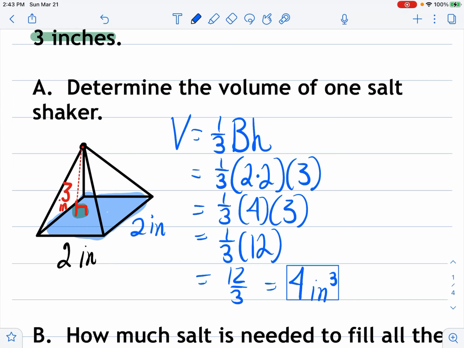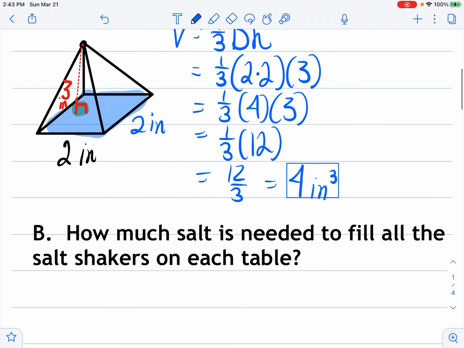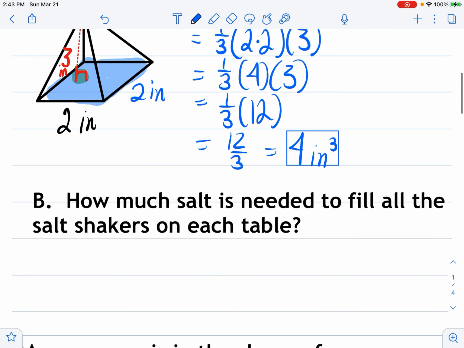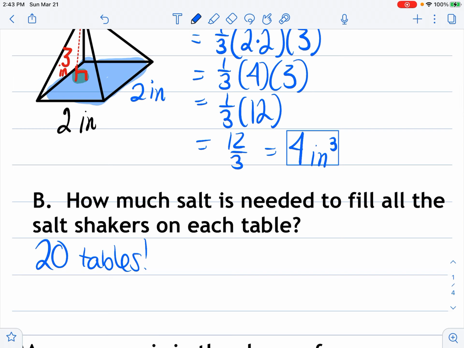Now, we need to find out how much salt we need. In part B here, we need to find out how much salt is needed to fill all the salt shakers on each table. Now, the restaurant had 20 tables. Okay, so all we have to do here is take my volume of one pyramid shaker, which is 4, multiply it by all the tables in the restaurant, which is 20, and I get a total volume of salt of 80 cubic inches. And that's the final answer to my problem. And that's how we do problem 1. So that's just how an extension can be applied to give it a real-life application.